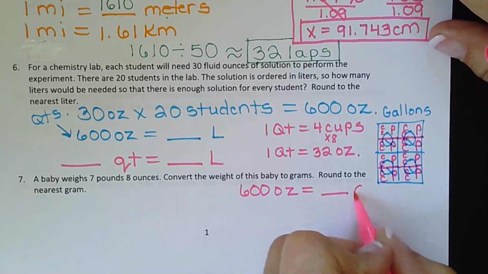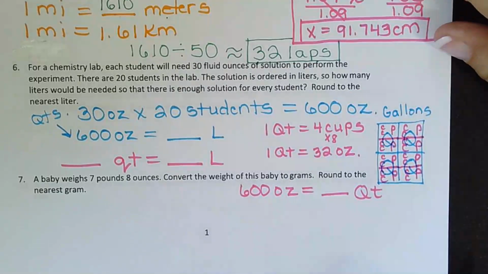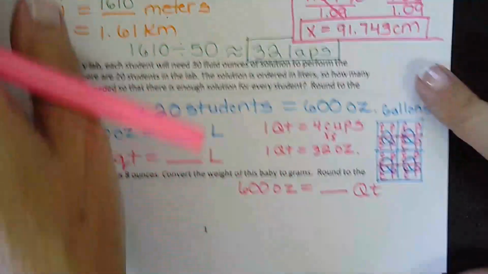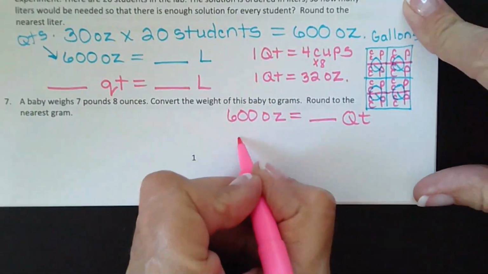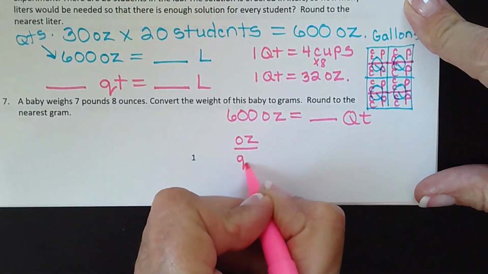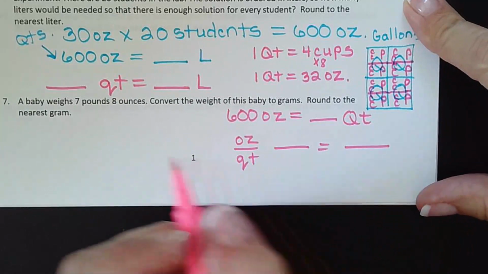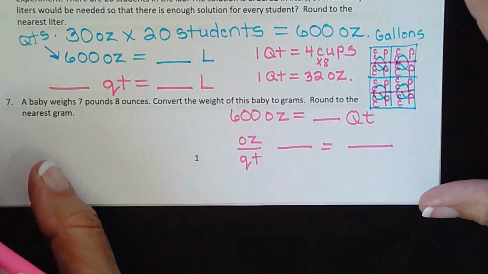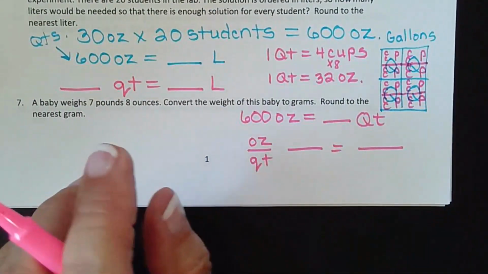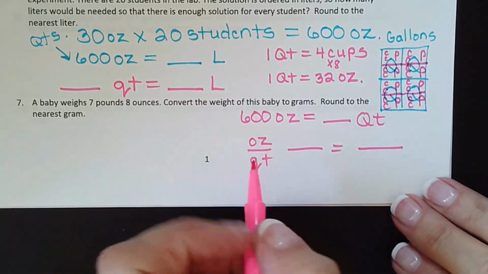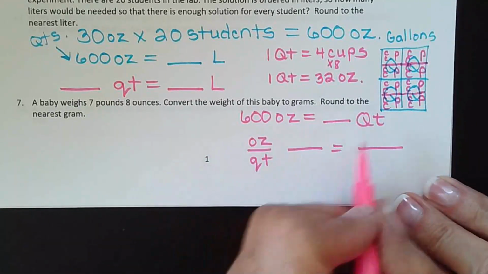Blank quarts. So we're going to use this 1 quart, 32 ounces. So ounces to quart. And I don't ever remember any ones this hard on your test, so don't freak out if you see this. On the next page, I'll highlight the ones that are on your test. So ounces to quarts, ounces to quarts.